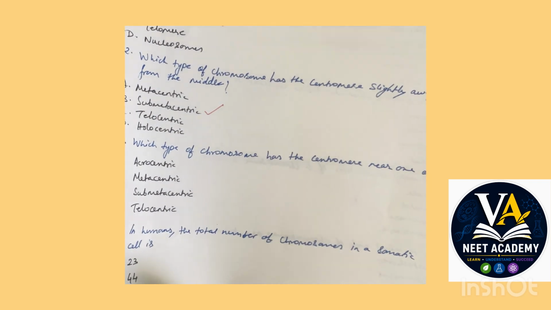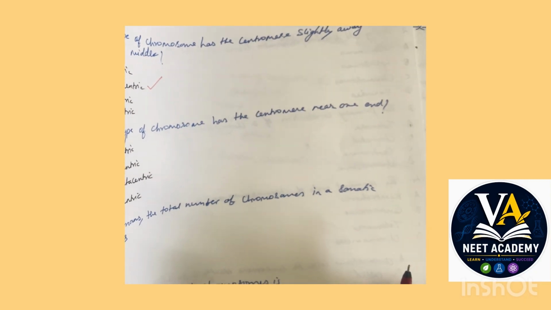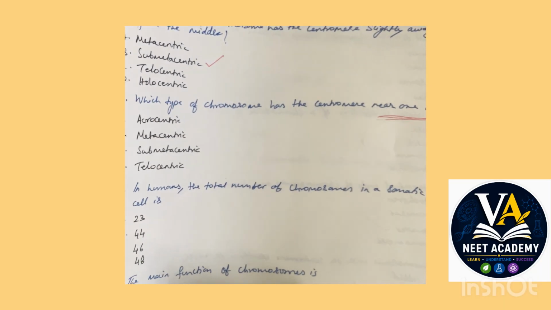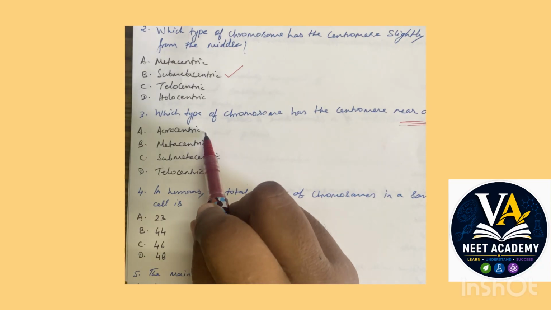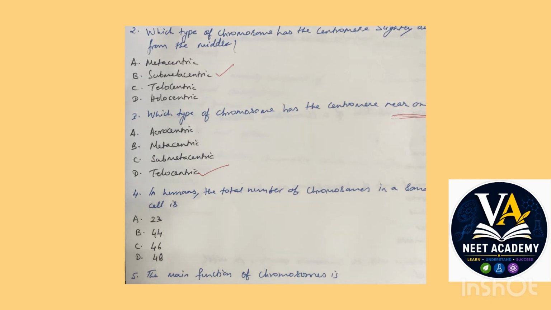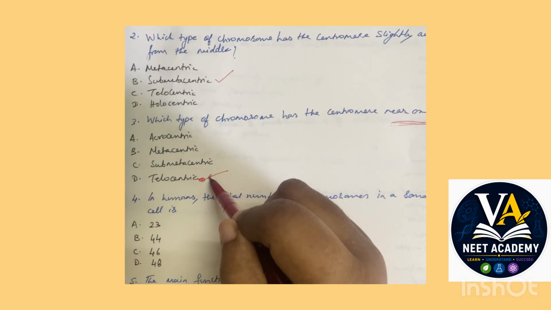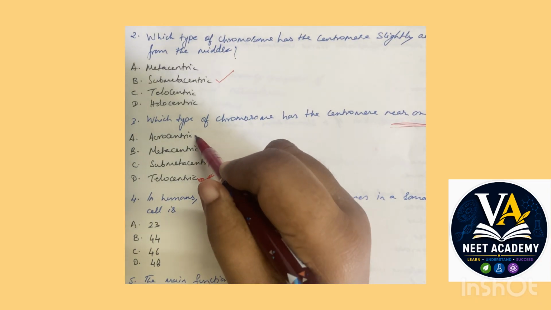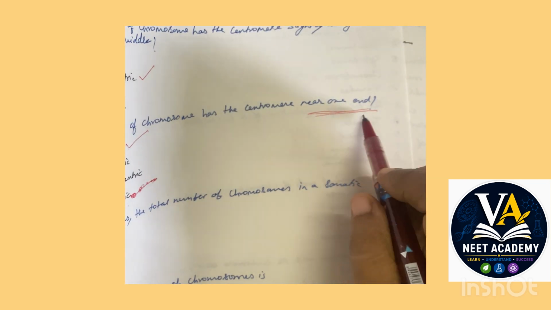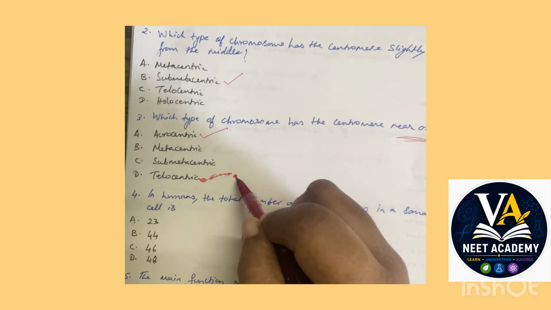Which type of chromosome has the centromere near one end? You can see the question. Yeah, it is near one end. Concentrate on the question statement. Okay, so it is not acrocentric, it is telocentric. I'm sorry students, I'm sorry for the confusion. I'm not at my best today, very sorry. It is acrocentric and not telocentric, because the statement says near one end, so it has to be acrocentric. Telocentric is always on the end.